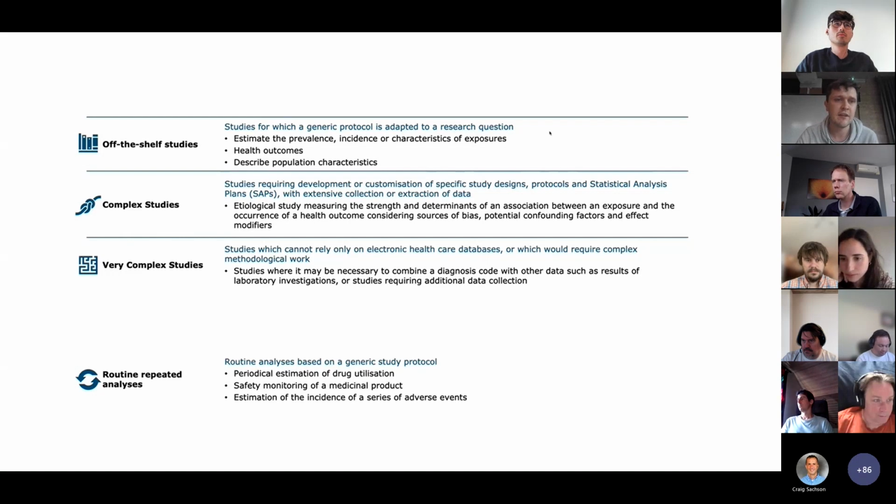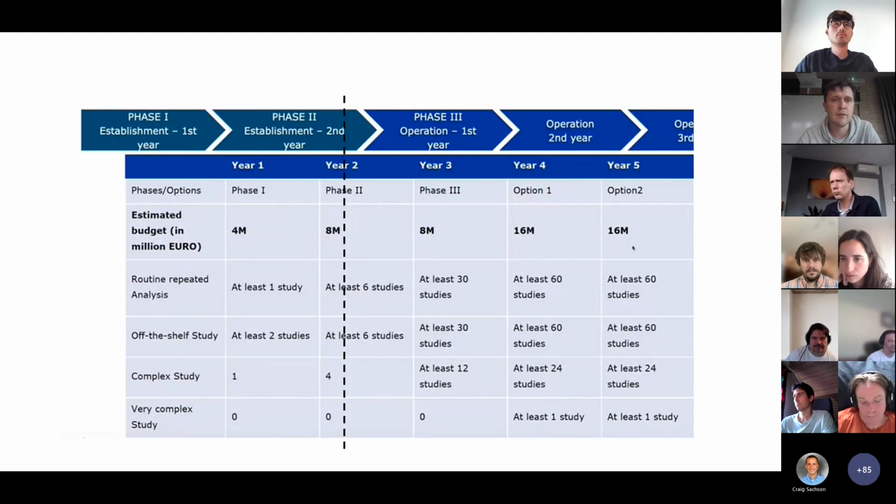So in terms of the studies we do, there are three core types of studies. So we have off-the-shelf studies, where you can think of them often as descriptive epidemiology. So we might be estimating the prevalence of a disease, the incidence of a drug, the characteristics of people, and so on. We also have complex studies, which are more advanced statistical analyses. And then we have a small number of very complex studies. We then have another bucket, which are routine repeated analyses, where it's going to be the repetition of a study over time.